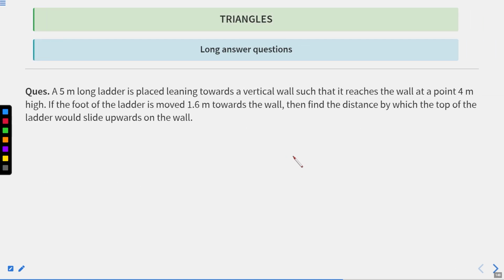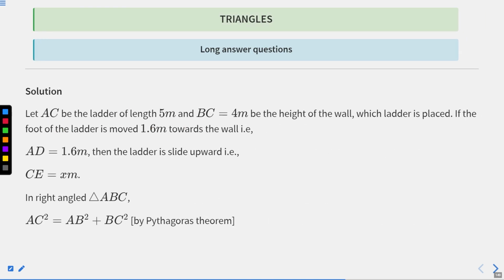In the next question, a 5-meter long ladder is placed leaning against a vertical wall such that it reaches the wall at a point 4 meter high. If the foot of the ladder is moved 1.6 meter towards the wall, find the distance by which the top of the ladder would slide upwards on the wall. So let us solve this.